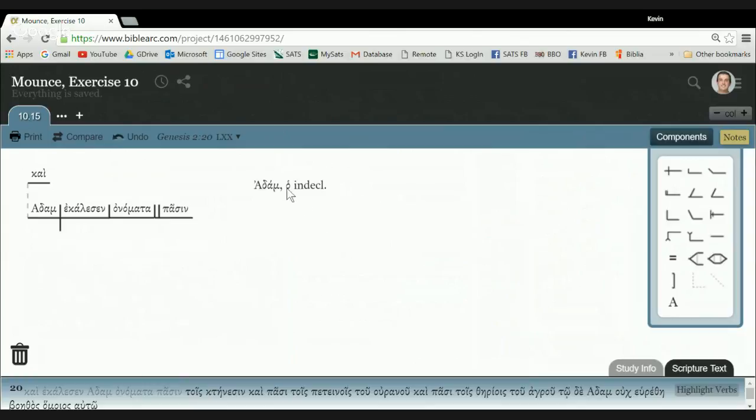So Adam, ha, tells me it's masculine. And the indeclinable is the reason there's no genitive given, like for normal nouns. When a noun is indeclinable, you've got to infer from the context what its role in the sentence is. So Adam is singular, the verb ekalesen, he called them, is singular. And it's fairly obvious that Adam is functioning as the subject of the verb ekalesen. So Adam called.